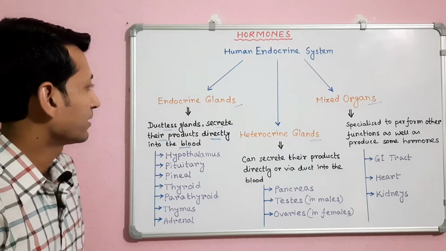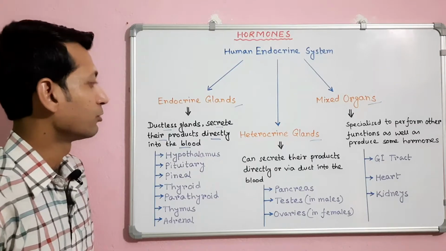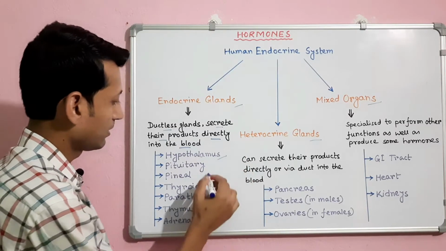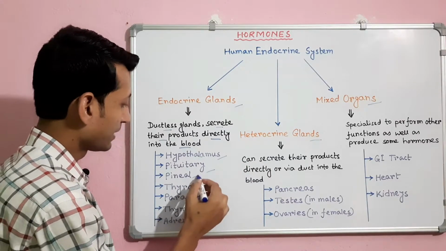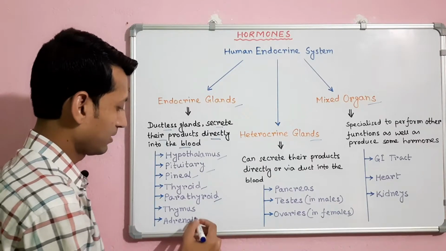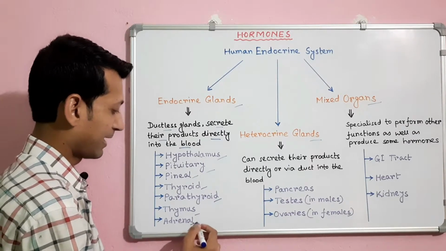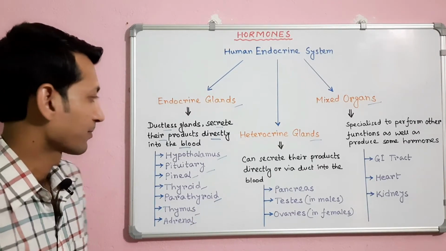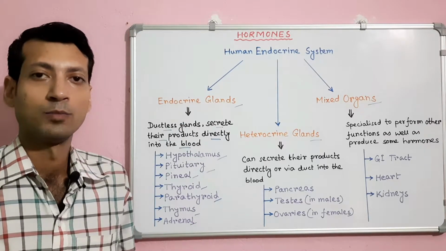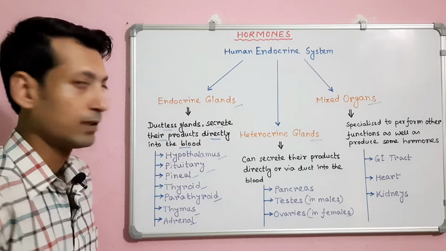So what are the main important endocrine glands in humans? Hypothalamus, pituitary, pineal, thyroid, parathyroid, thymus, adrenal, etc. So these glands produce most of the hormones in the human body.